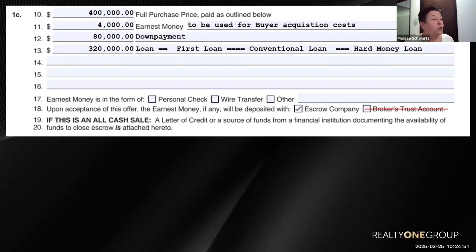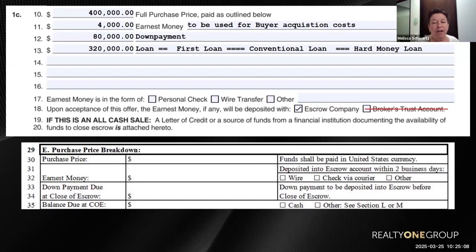We do not have a broker trust account. I should never, ever see that line checked. Lease or not lease, money can never go to the broker's trust account because we don't have one. Okay. It always goes to the escrow company. Please don't ever check that box.